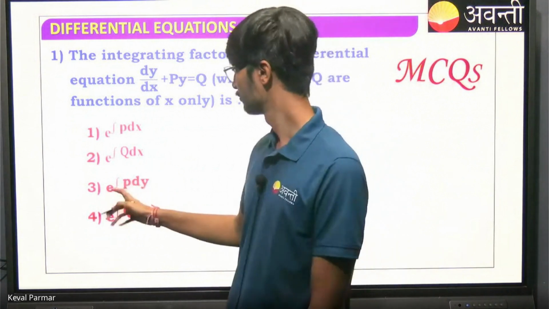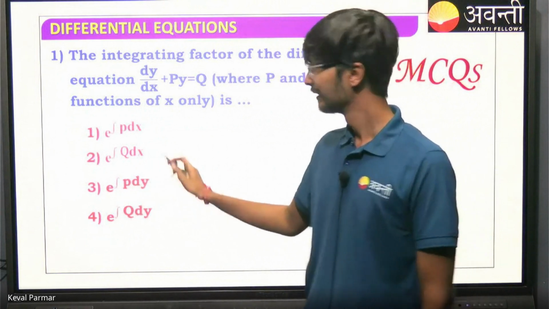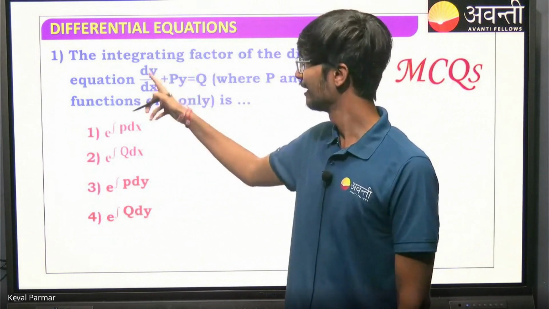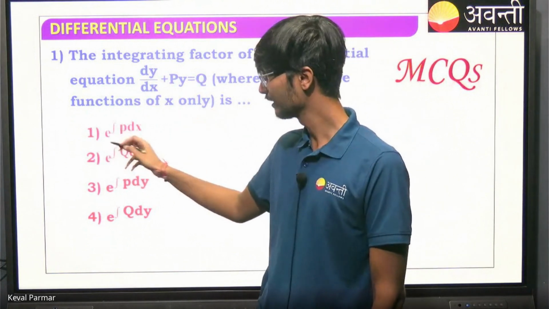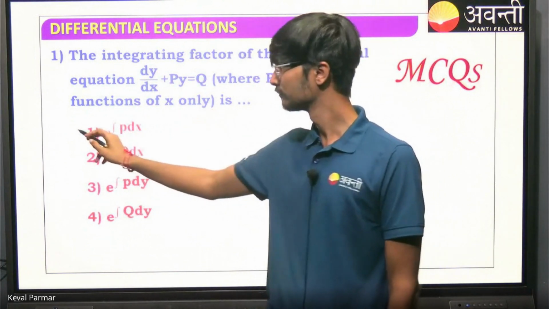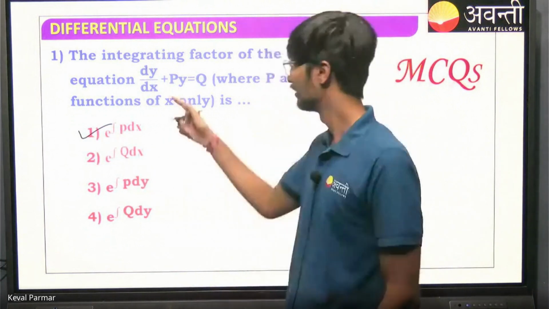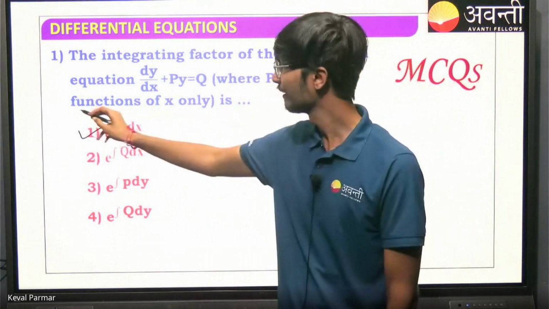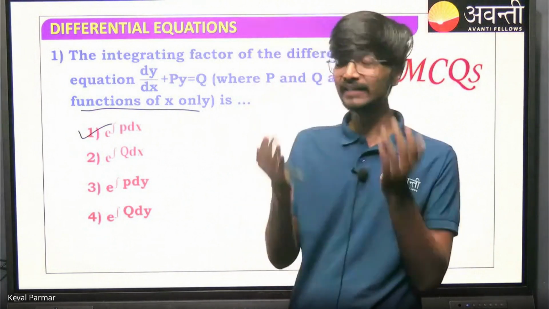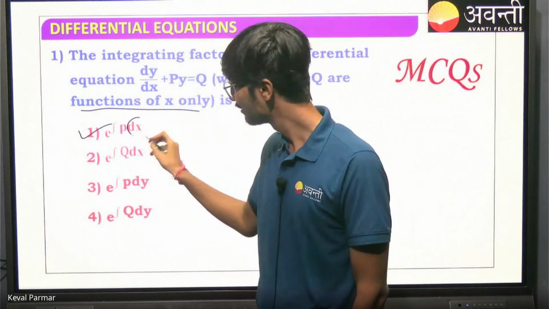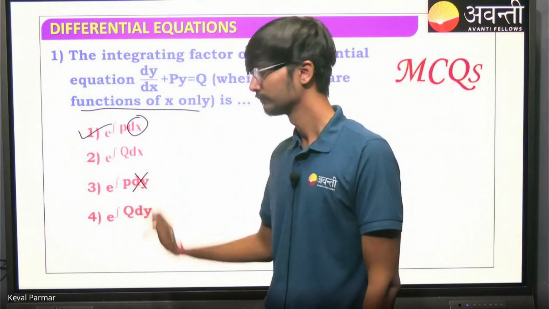Three. So, e raised to ∫p dy. dy/dx + py = q. So the integrating factor will be e raised to ∫p dx. P is a function of x. Here, p and q are functions of x. So if p and q are functions of x, then we have to integrate with respect to x. We cannot integrate p with respect to y. Got it?